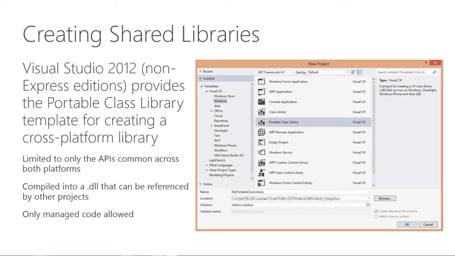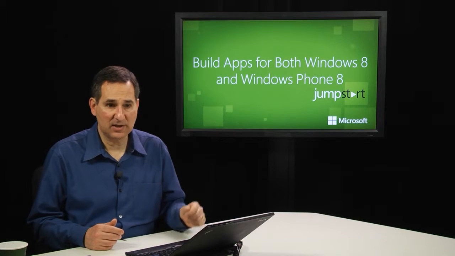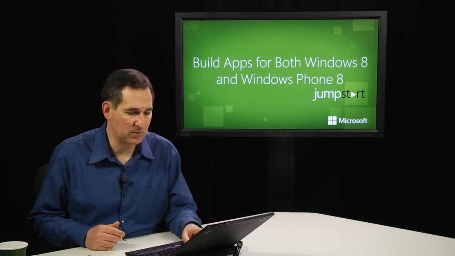And what portable class libraries does is it limits your APIs in that library to the APIs that are common across the various platforms that you choose. In our case, we'll choose Windows Phone and Windows 8. And so the portable class library will limit you to the APIs that are available to both of those. That portable class library is then compiled to a DLL that can be referenced by either a Windows 8 project or a Windows Phone 8 project, and it's used as is. And of course, as a result, it is only managed code.